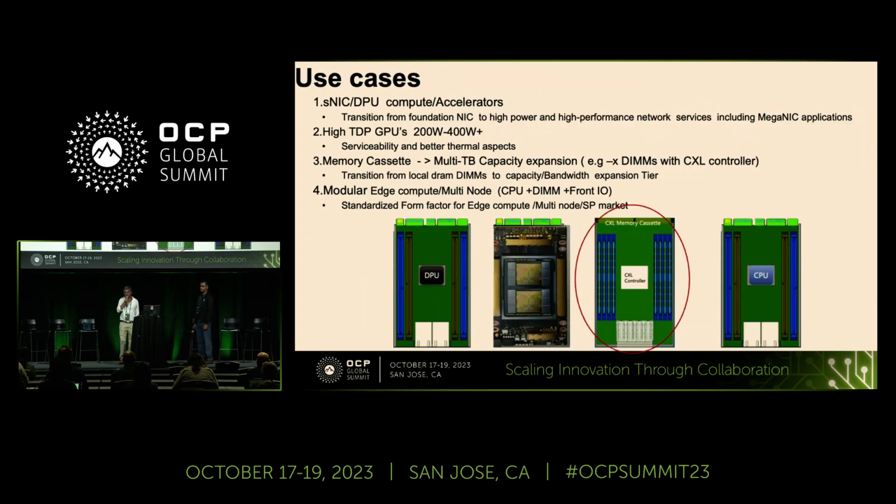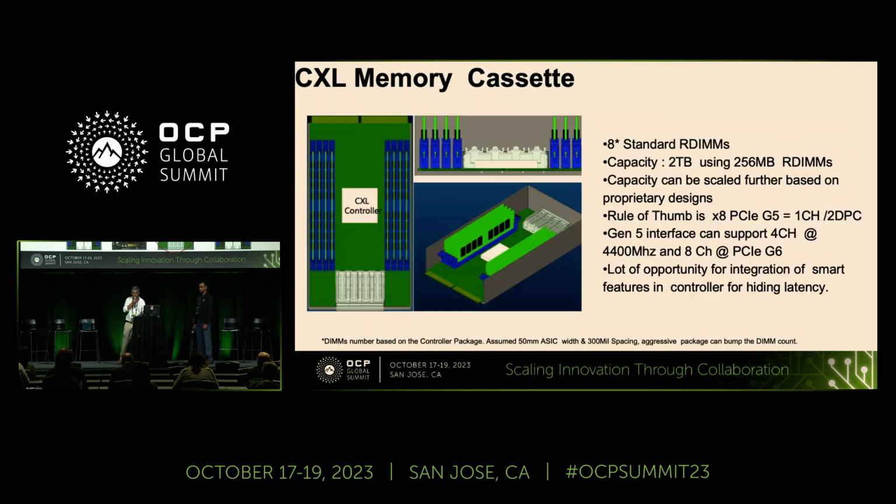So we basically put 4 use cases. The middle one is the second one, the third one is the memory cassette, where you could expand the memory beyond typically 256 gigabyte to, let's say, 2 terabytes and 4 terabytes of memory. And that is the driving factor for the use case for the next one. So these are use cases.